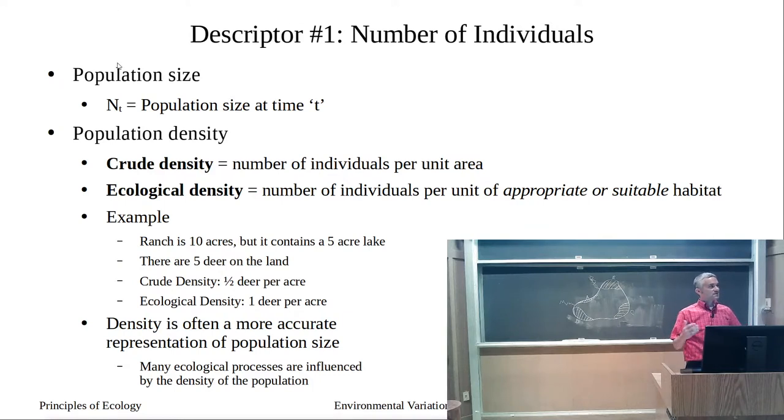Now, population size is somewhat of limited use because it doesn't really tell us about a lot of the interactions that could happen. It could inform us about things like genetic drift. Is genetic drift going to be important or not? But in terms of population growth, population regulation, intraspecific interactions that are happening, number really isn't the end-all be-all of our descriptor, because we could be working with a very large area, we could be working with a very small area.